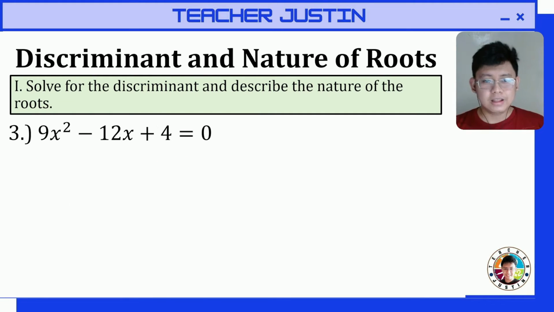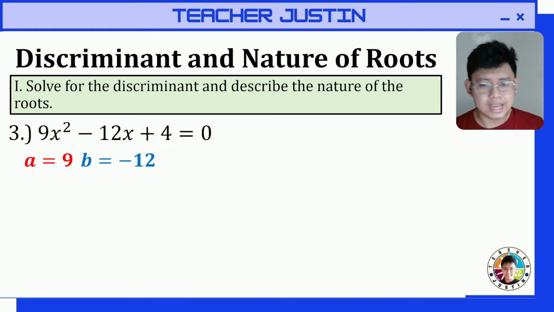Ta-da! Alright. Let's solve for the discriminant and nature of roots of this quadratic equation. 9x squared minus 12x plus 4 is equal to 0. Okay, let's solve for the discriminant. So, let's identify the values of a, b, and c. So, a natin is 9, b is negative 12, and c is positive 4.